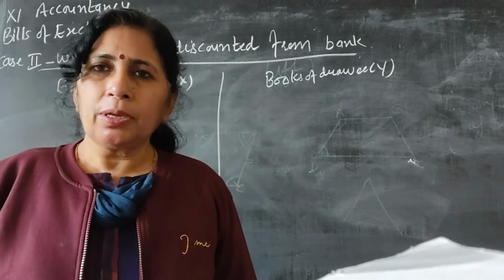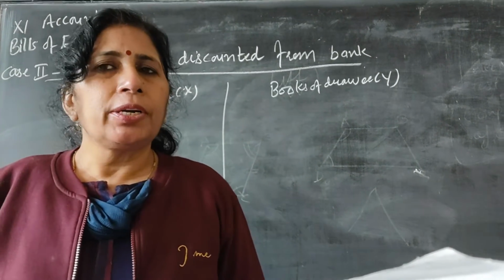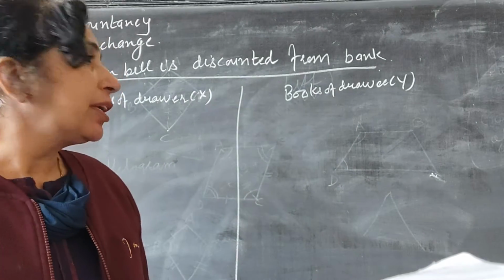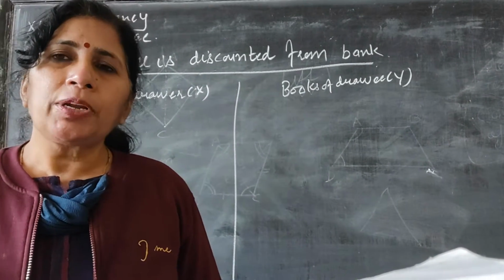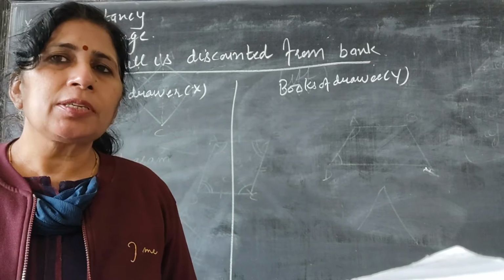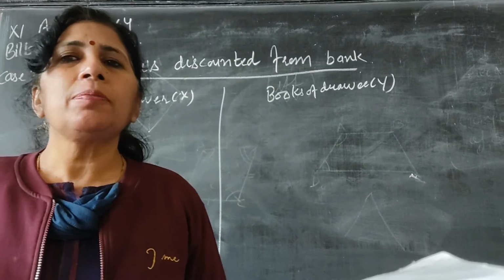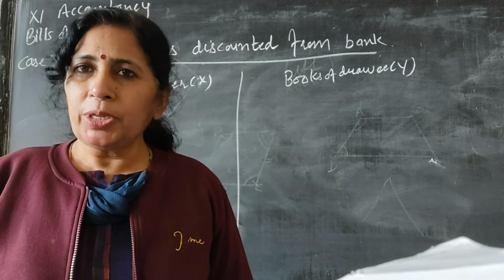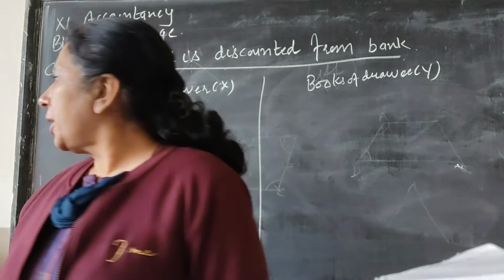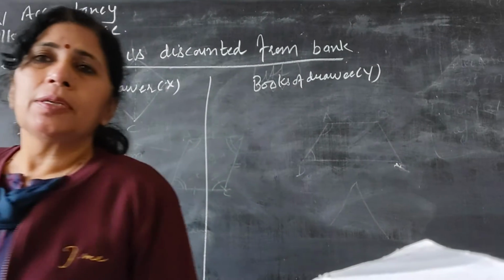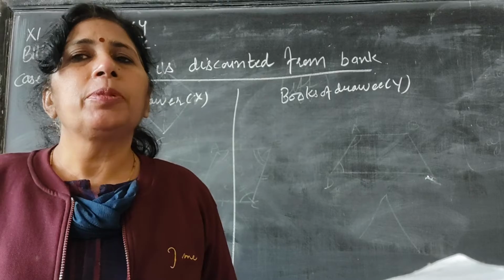Nowadays we are doing the topic bills of exchange. Already we have done how to calculate the date of maturity and case 1 of accounting of bills of exchange, that is, when the bill is retained by the drawer till the date of maturity. Today we will do the second case, when the bill is discounted from the bank.